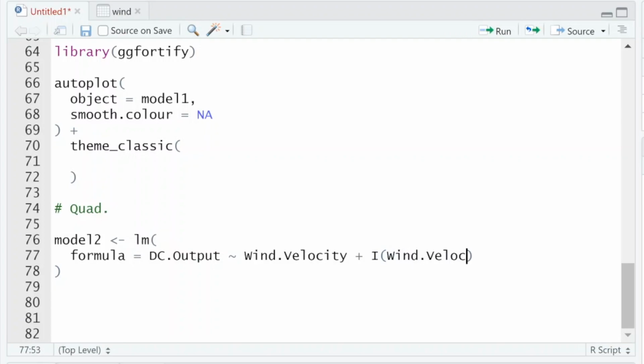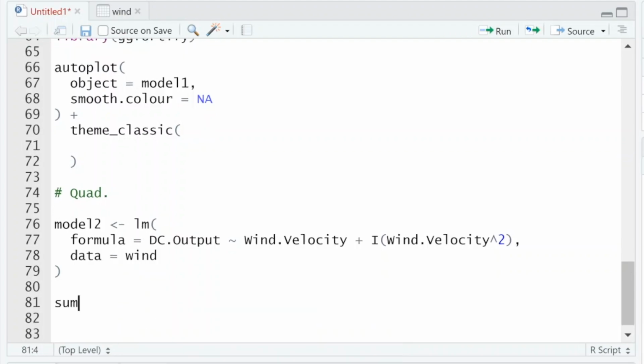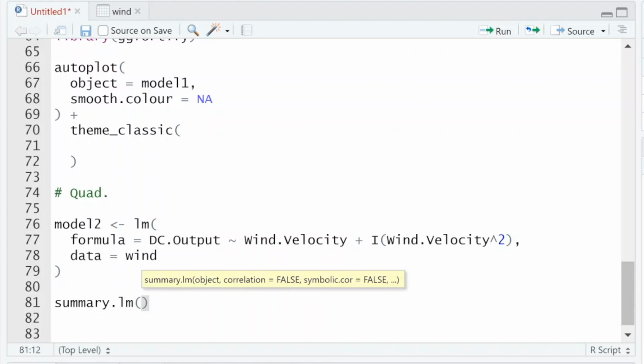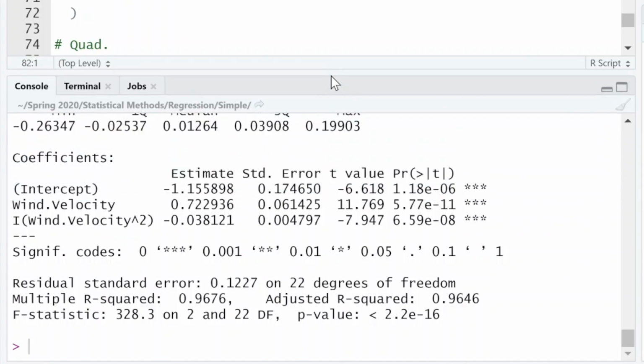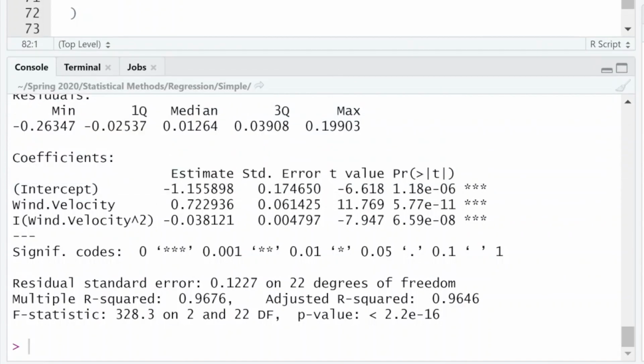Wind.velocity squared. We do that by a little caret to the second power. Okay, and the data is still wind. We run that, and then we hit it with the summary.lm function again, and we run that. And then what do we see? Oh yeah, okay, here we go. So we see we now have 3 estimates.